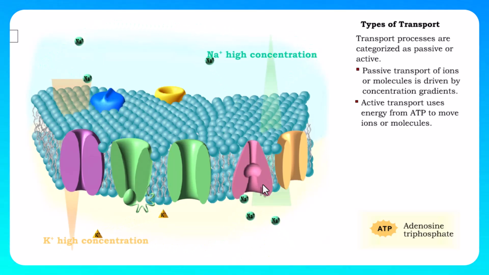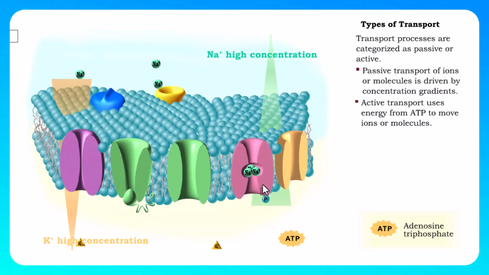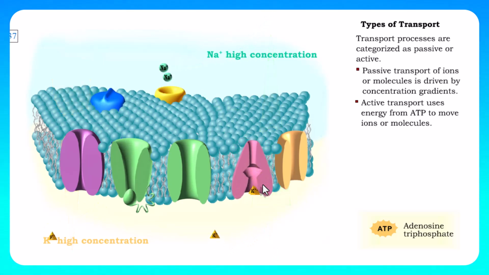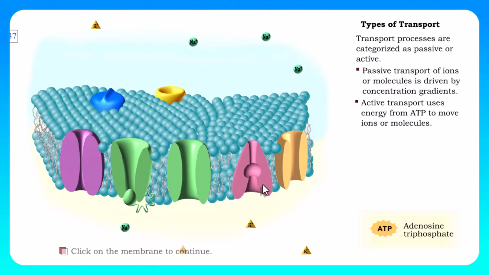And here we have a demonstration of the passage of ions or molecules either against the concentration gradient, which is up in this case of sodium, or down the concentration gradient when the ion channel simply opens and then they diffuse through.